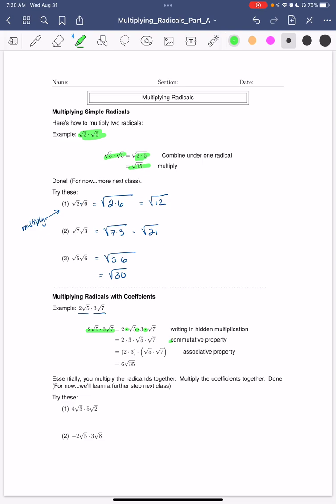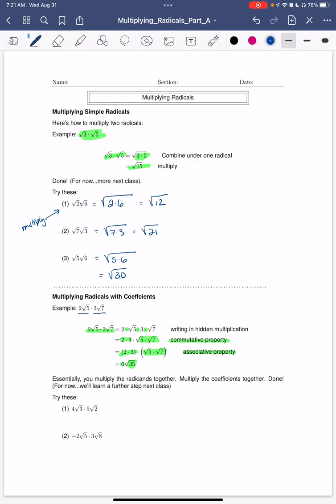Then I used the commutative property, which says that if I'm multiplying, I can change the order, to put the two coefficients next to each other, the 2 times 3, and put the two radicals next to each other, the radical 5 times radical 7. Then I use the associative property to group them, the 2 and the 3 together, the radical 5 and the radical 7 together. And then I just multiply. 2 times 3 is 6, and 5 times 7 is 35, so radical 35. And I leave it there.